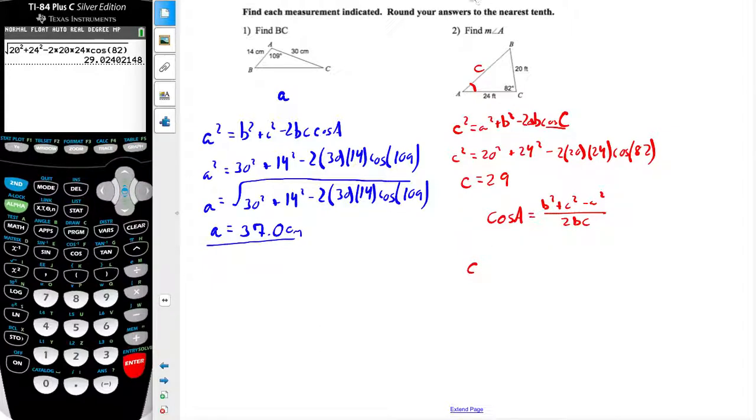Now I can use this formula and plug in everything. So we get, actually, I'm going to say A is equal to the inverse cosine, because if we're looking for cosine of A is equal to all this, in order to get A by itself, we need to take the inverse cosine of both sides. So this is going to be 24 squared plus C squared, which is 29 squared, minus A squared, which is 20 squared, over 2 times B, which is 24, times C, which is 29.